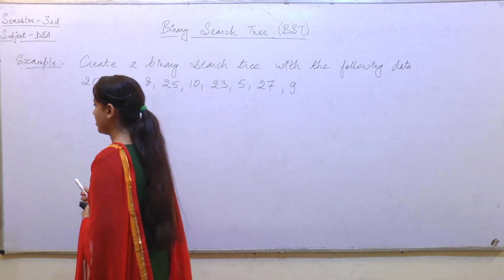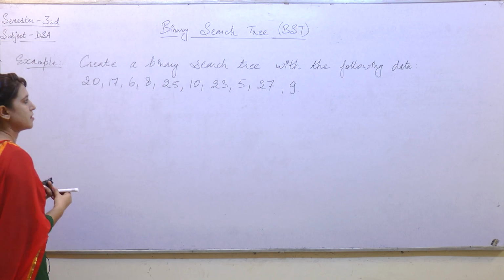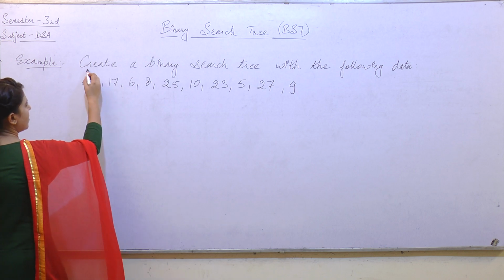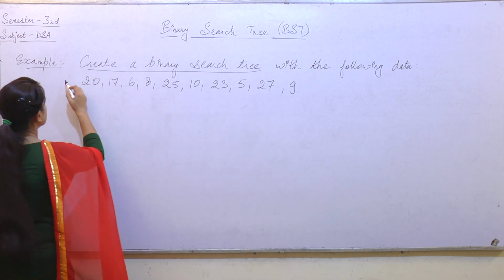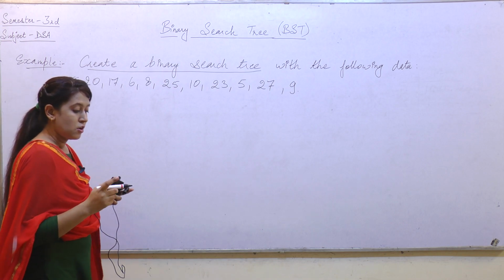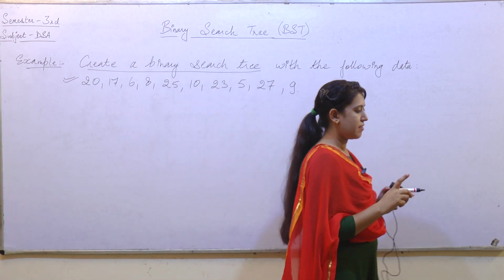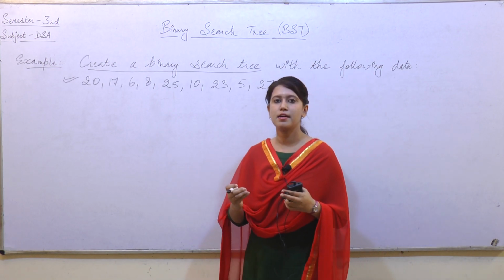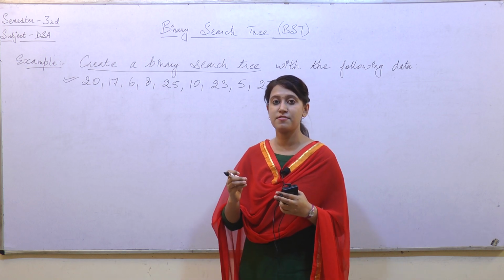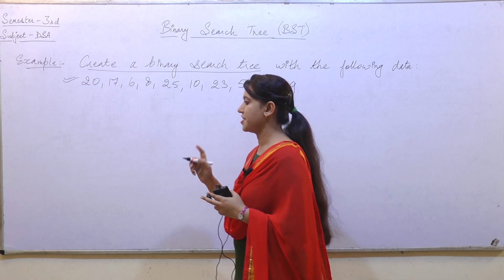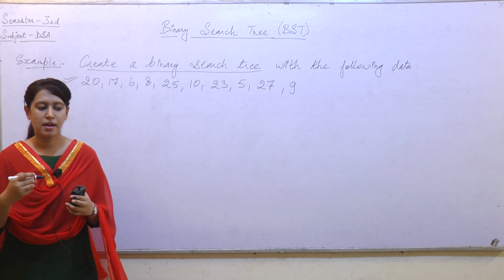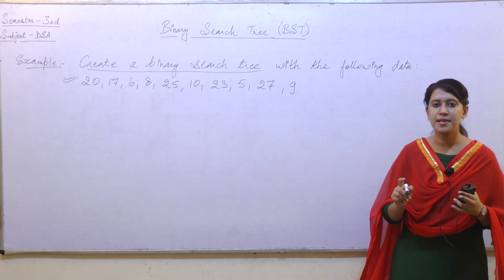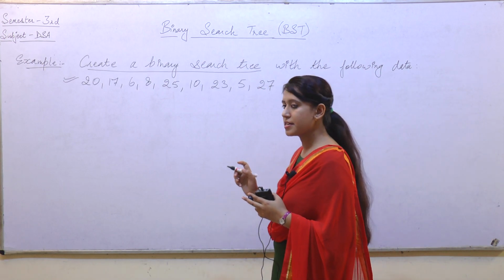So we have a data set given, and we have to create a binary search tree using the given data. While creating the binary search tree, we will always keep in mind the properties which we have just studied about the binary search tree. The conditions that I just explained should always be kept in mind while creating a binary search tree.